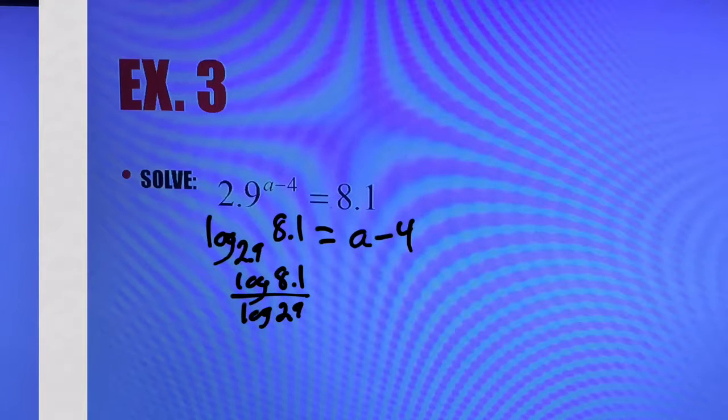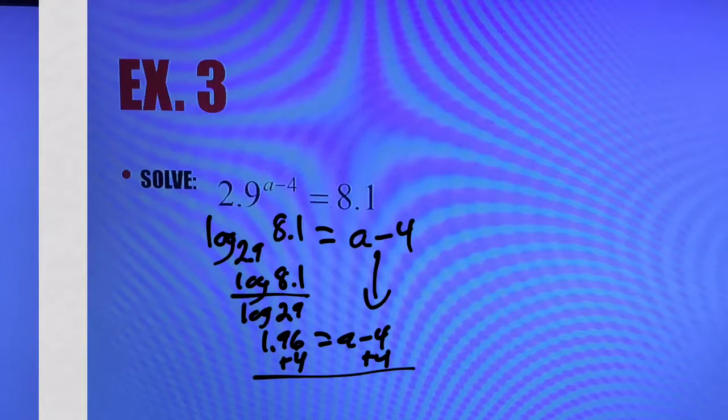And when I put that in the calculator, I get an answer of 1.96 equals a minus 4, so that's just going to drop down. To finish solving for a, of course, I have to add 4 on both sides. And then so I get 5.96 equals a.